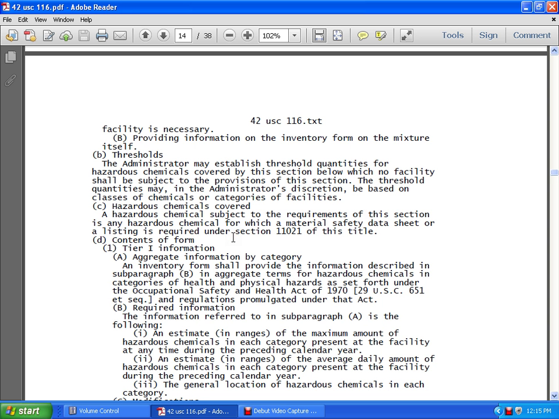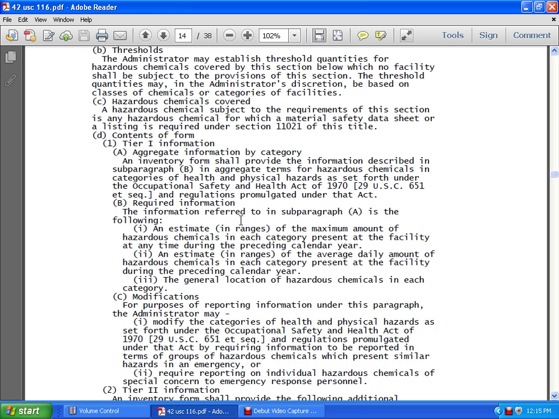(d) Contents of the form. (1) Tier I information. (A) Aggregate information by category. An inventory form shall provide the information described in subparagraph (B) in aggregate terms for hazardous chemicals in categories of health and physical hazards as set forth under the Occupational Safety and Health Act of 1970, 29 U.S.C. 651 et seq., and regulations promulgated under that Act. (B) Required information. The information referred to in subparagraph (A) is the following: (i) an estimate, in ranges, of the maximum amount of hazardous chemicals in each category present at the facility at any time during the preceding calendar year; (ii) an estimate, in ranges, of the average daily amount of hazardous chemicals in each category present at the facility during the preceding calendar year; and (iii) the general location of hazardous chemicals in each category.